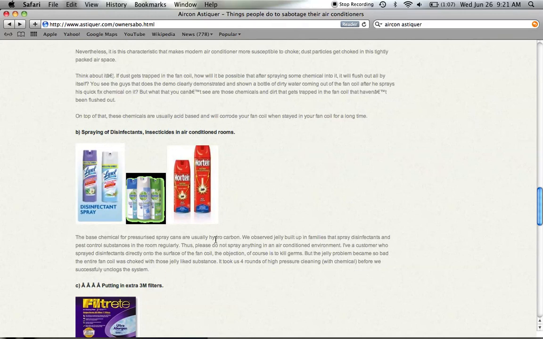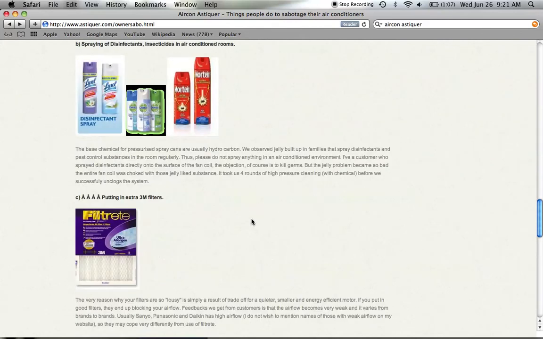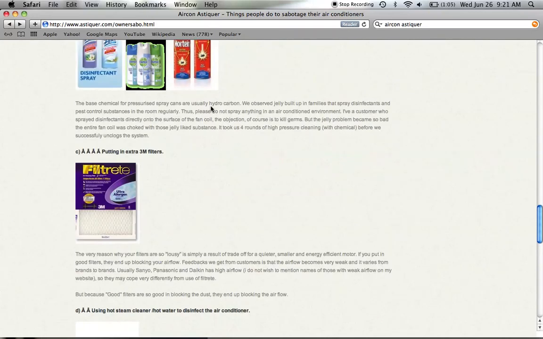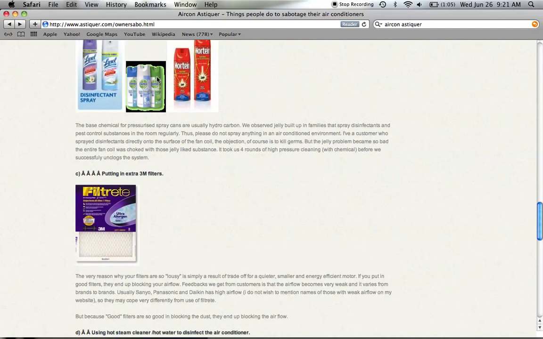The other common thing that people do is that they spray disinfectants, they spray insect repellents. The root cause of the problem is still the same. The propellant that is used is hydrocarbon, and once you release all these oil particles in the room, that's going to feed the mold, which will cause much more jelly formation on the fan coil.